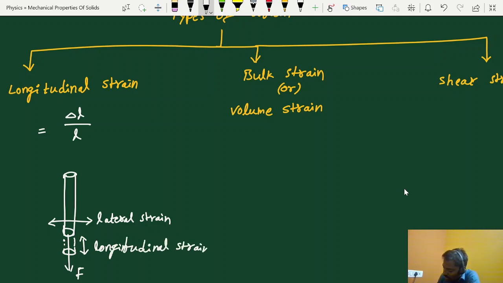The strain developed in the direction of applied force is longitudinal. Strain developed perpendicular to the applied force is known as lateral strain. We talk about lateral strain later in this chapter itself. Right? Now, if force acts perpendicular to the surface, longitudinal strain.